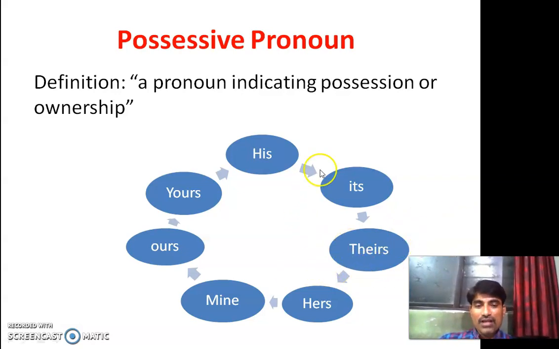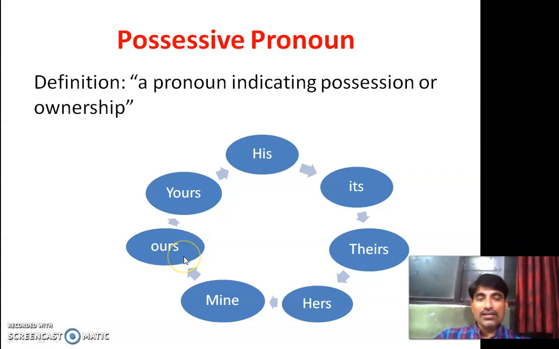For the time being, have a look at this. His, its, theirs, hers, mine and ours. These are the possessive pronouns. So how to use them in your particular sentence, we will talk in the next video.